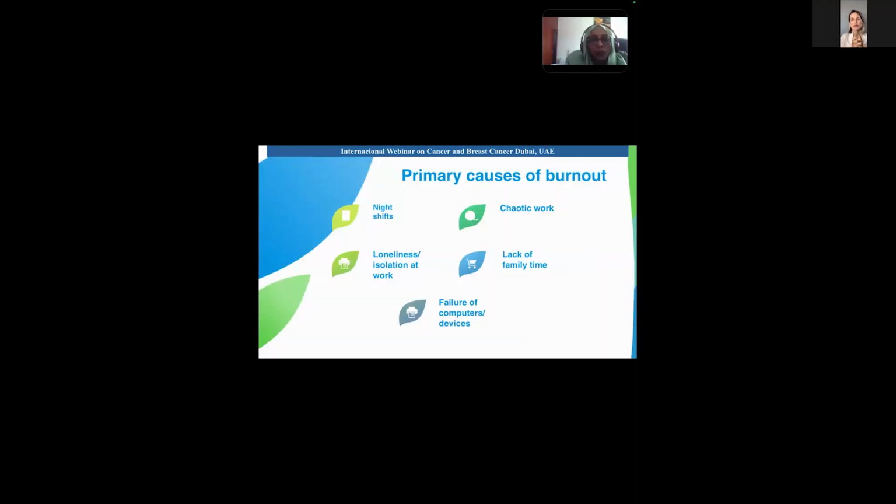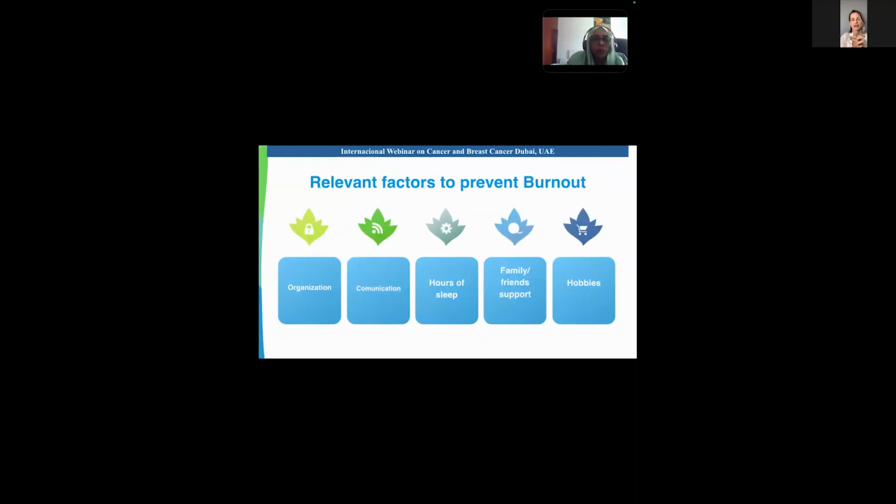The primary causes of burnout were night shifts, chaotic work, loneliness or isolation at work, and lack of family time. It's so important to be with our family and friends. Another cause was the failure of computers or devices that are directly involved in our work. Some factors that we can use to prevent burnout is organization. And this is for two levels: that the organization can speak with us, and the organization in our work.